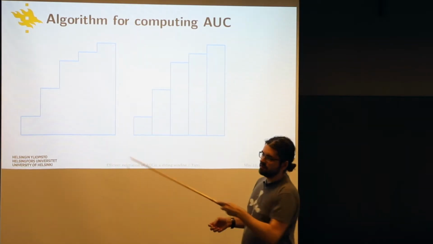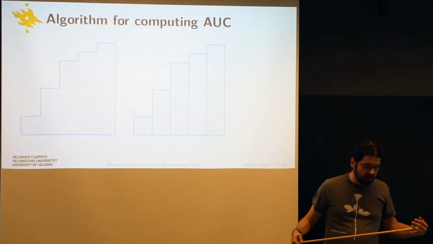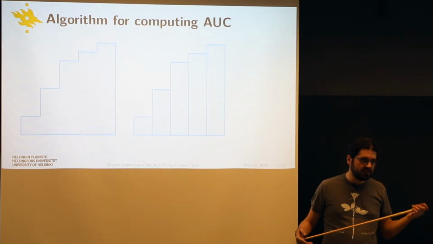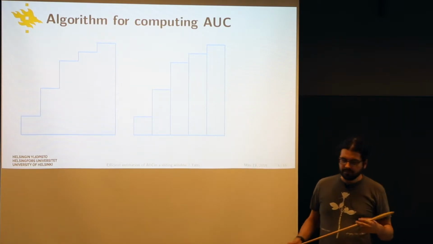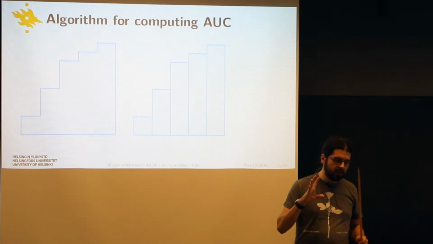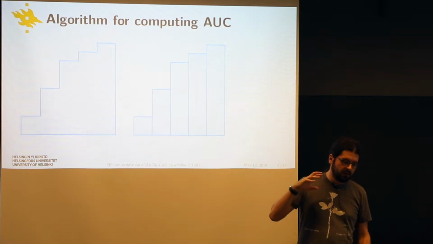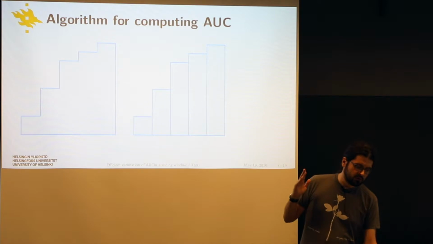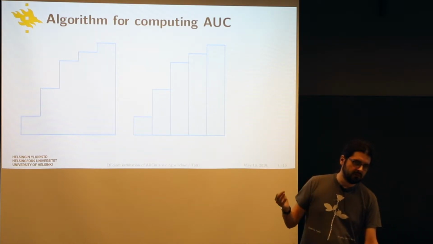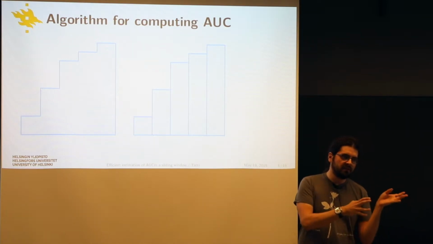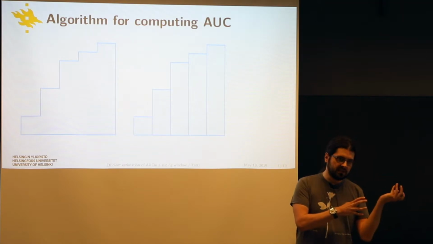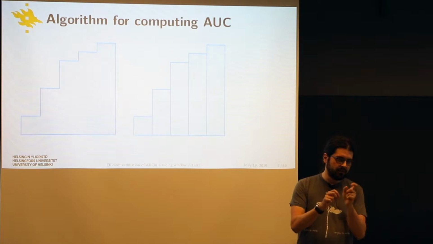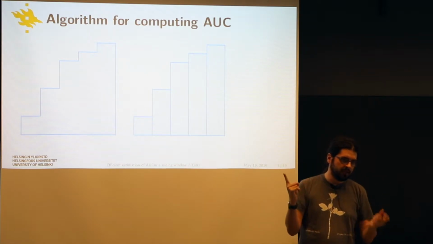Here, the x-axis is the false positive rate. Your data consists of a bunch of scores given by the classifiers and their labels. So the predicted scores, the scores given by the classifiers, and their true labels, right? Each data point is just a pair of a real value number and a binary number.